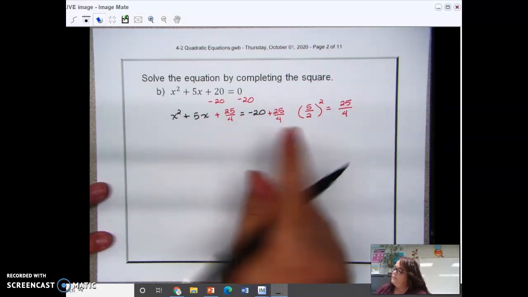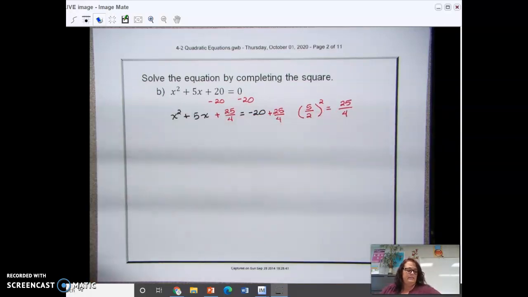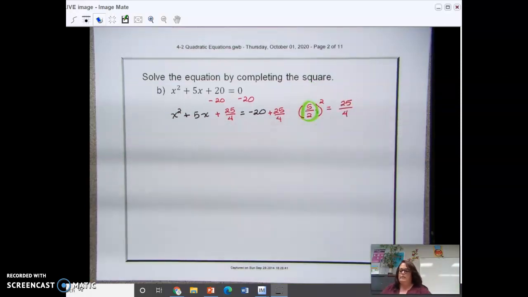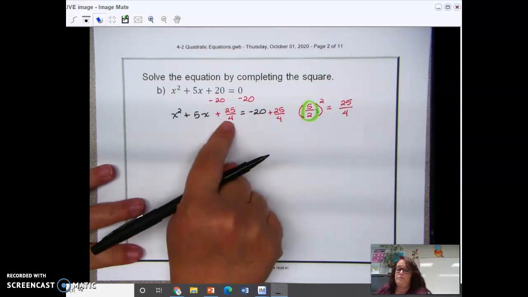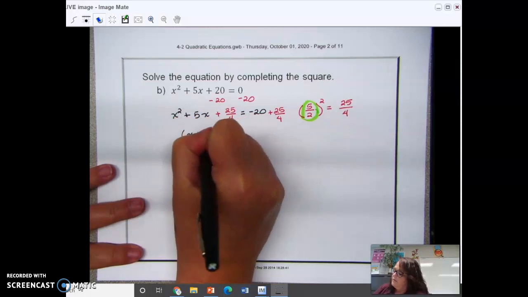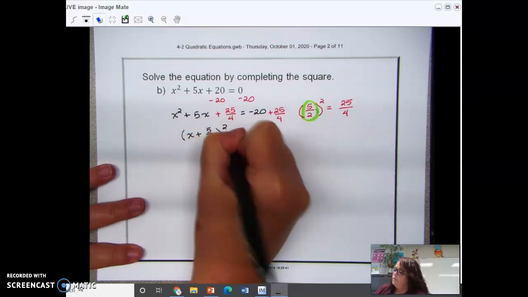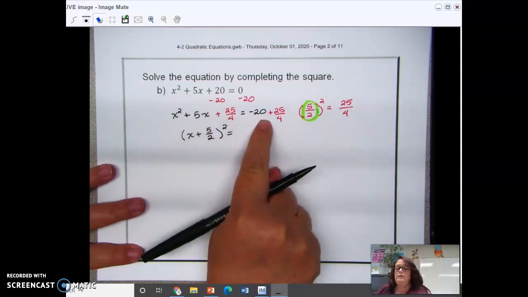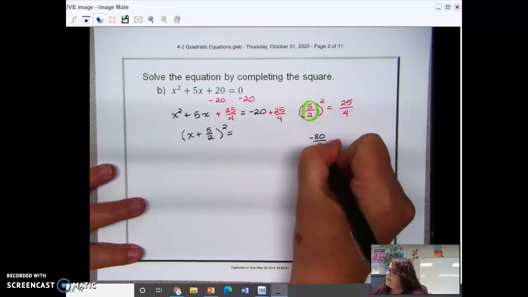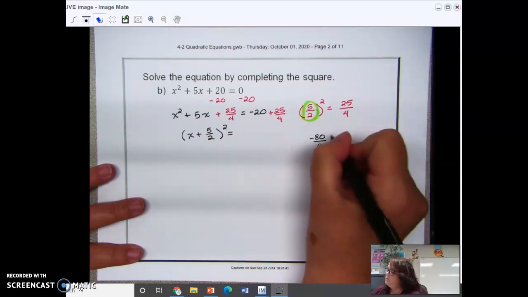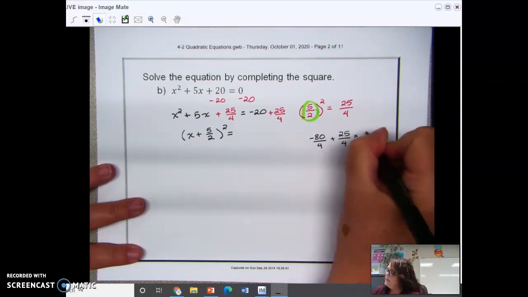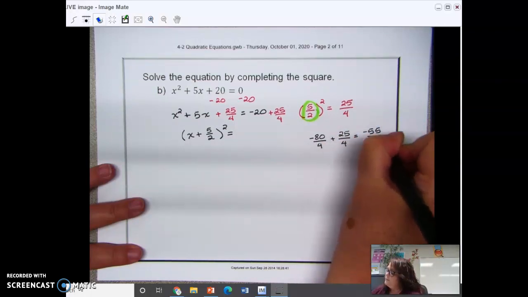So on the left, here's the beautiful thing, is that this number inside of the parentheses is going to be what I'm going to use to factor. So I don't have to factor with this crazy fraction here. So I'm going to get x plus 5/2 squared is equal to, now you can do this in your calculator, or you could do it to the side and we get something like -80 over 4 is equivalent to -20. And if I do plus 25 over 4, that's going to give me -55 over 4.